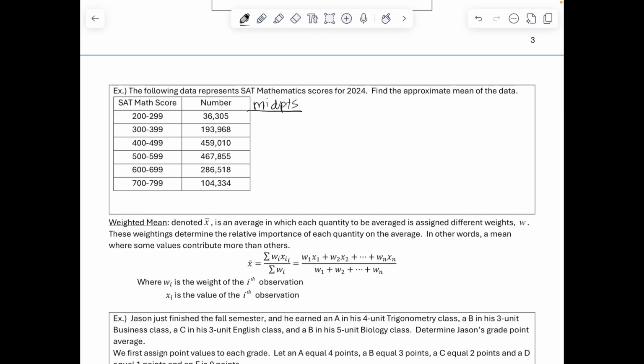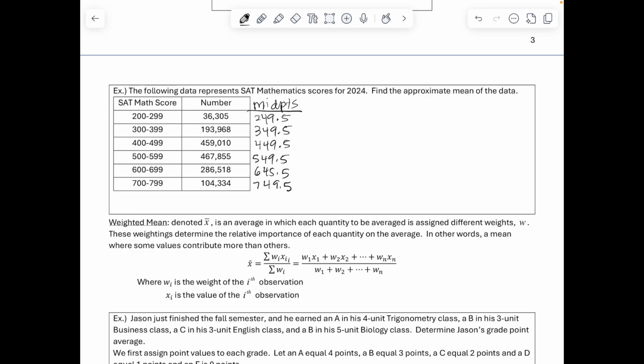Remember, to calculate your midpoints, you add together the lower bound and upper bound, get an answer, and divide by 2. So 200 plus 299, divided by 2, gives you 249.5. For class 2, 300 plus 399, divided by 2, gives you 349.5. Calculating the rest of these, you get 449.5, 549.5, 649.5, and 749.5.